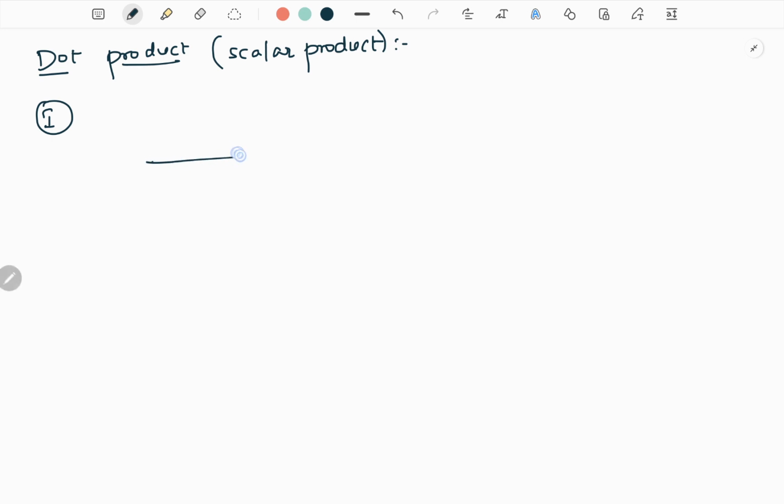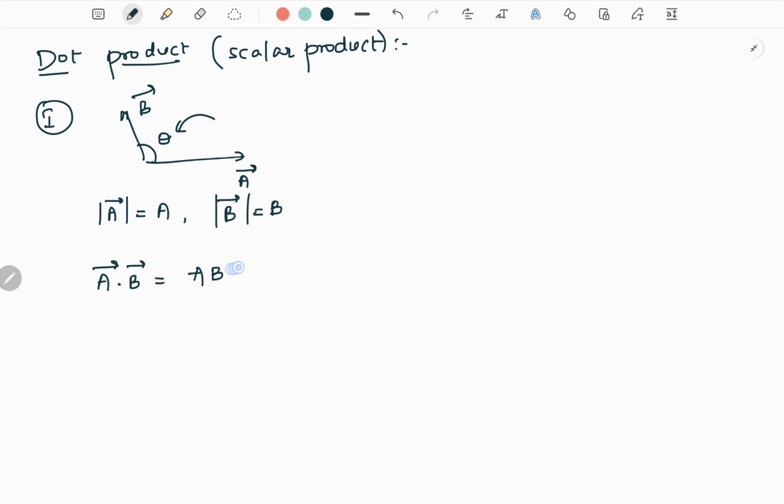So let's say we have two vectors, a bar and b bar. Let's say the angle between them is theta, and the magnitudes are known. The magnitude of a bar is a, the magnitude of b bar is b, and the angle theta is also known. Then a bar dot b bar, their dot product, can be written as ab cos theta, where a and b are the magnitudes of the two vectors and theta is the angle between them. This is how you find it if you know the magnitudes and angle.